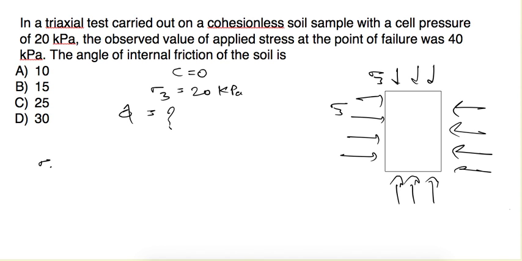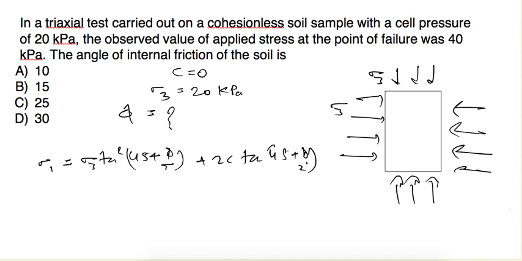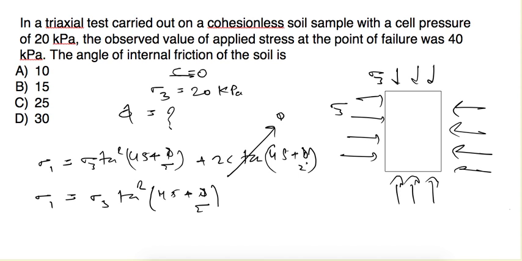So we know that sigma 1 is equal to sigma 3 tan square 45 plus phi by 2 plus 2c tan 45 plus phi by 2. Now in this question C is equal to 0, so this part will be 0. So the remaining equation will be sigma 1 is equal to sigma 3 tan square 45 plus phi by 2. Now we want to know the phi, we know sigma 3, so if we can find sigma 1 then our problem is solved. Now if you say that this 40 kilopascal is sigma 1, then this question will be wrong.